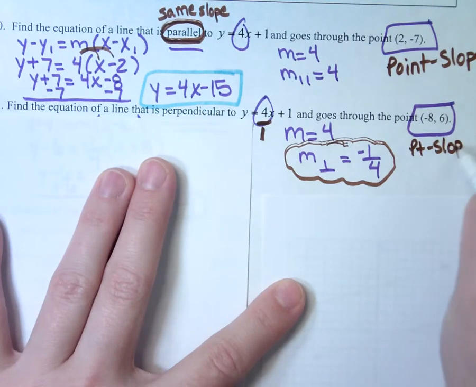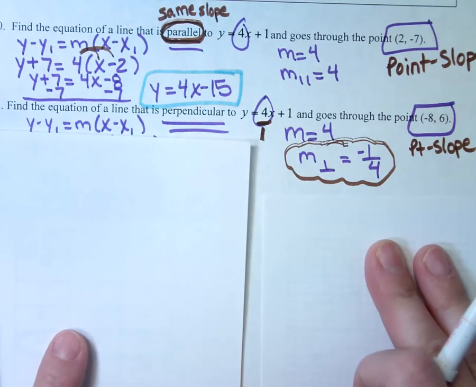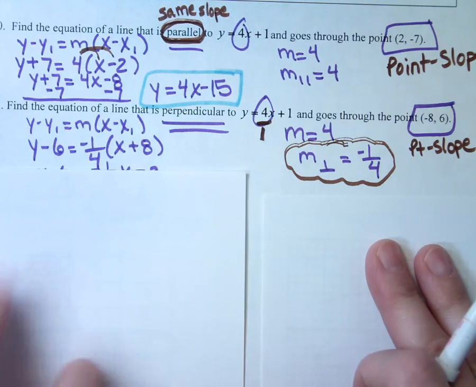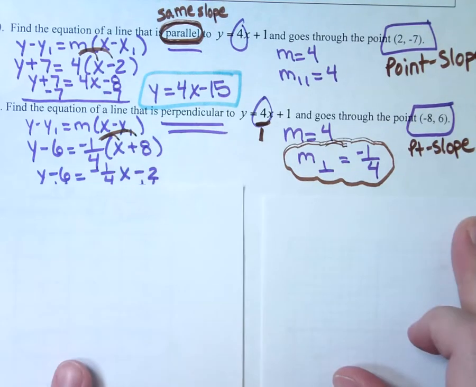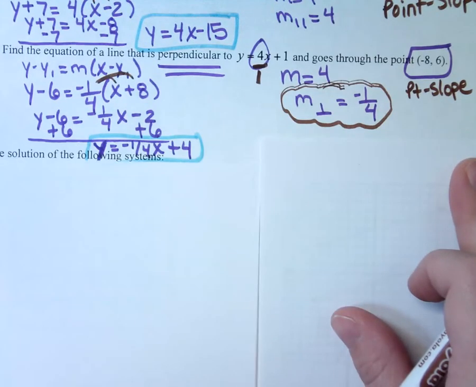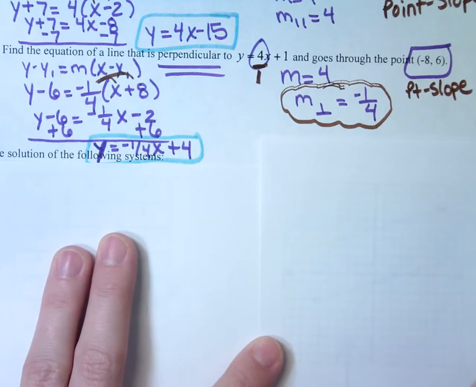Okay, and then because I want to go through this point, I need to use point slope form again. So off to the side, I wrote down my point slope formula. I go y minus my y coordinate, so y minus 6 equals my perpendicular slope times x minus -8, which turns into a plus 8. Next thing I have to do is distribute my -1/4. When I do that, I get -1/4 x minus 2. And then I add 6 to both sides, and I get y equals -1/4 x plus 4.